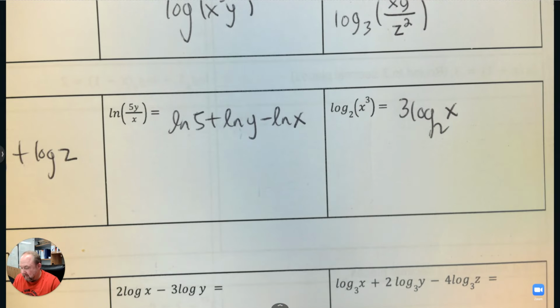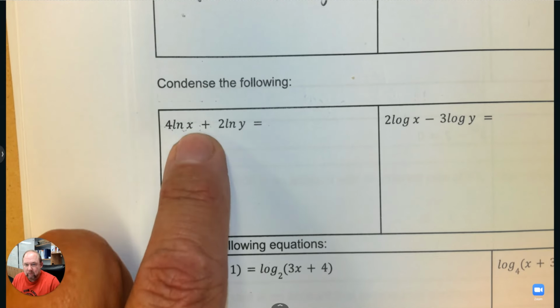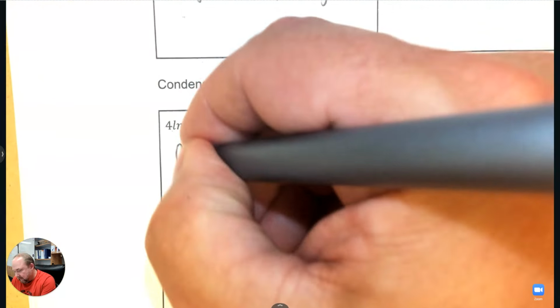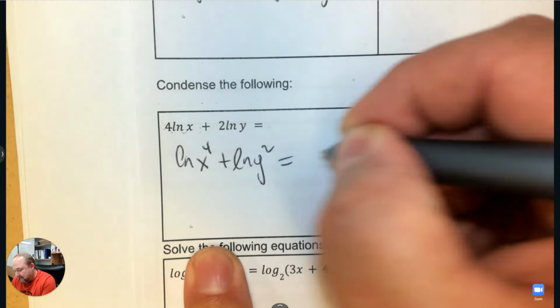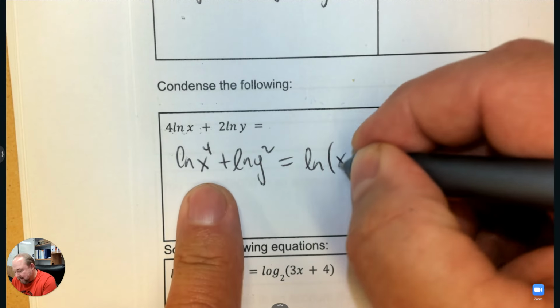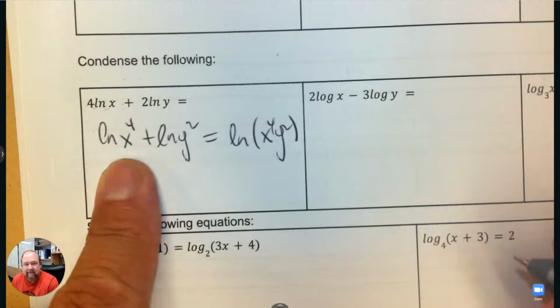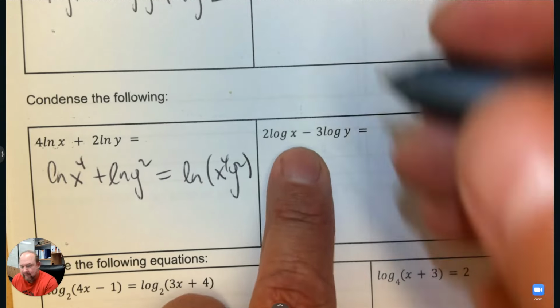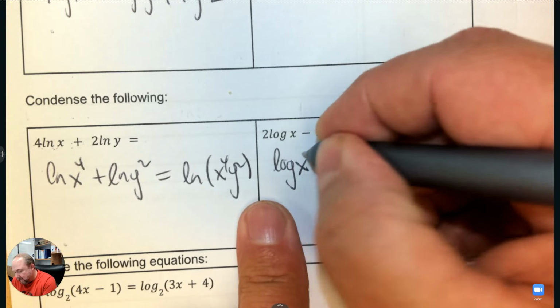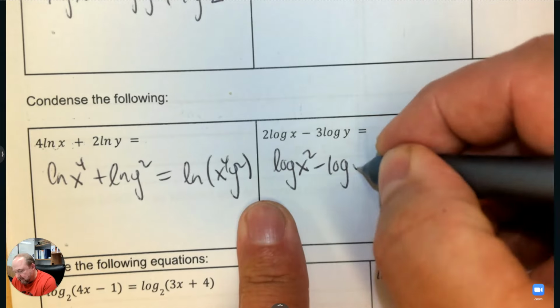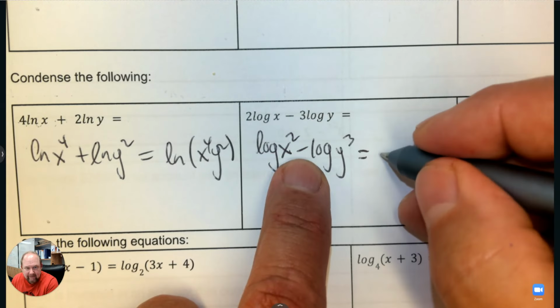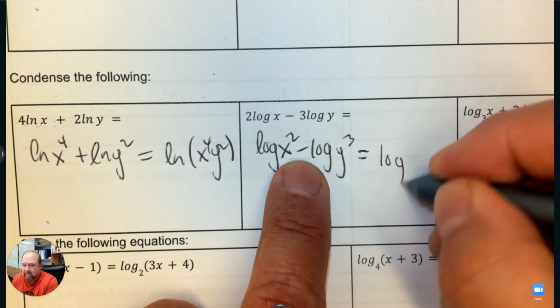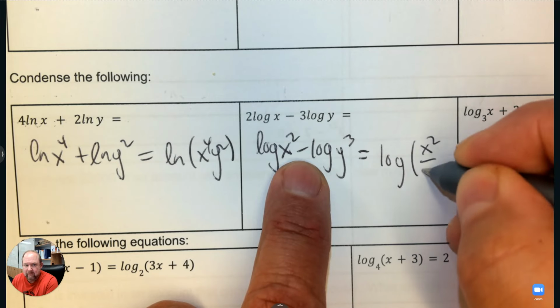How about the other way? Can you, again, condense? So if it's expanded, what would it look like? So the number in front multiplying is the exponent inside. And then when you're adding, it means you're multiplying to put that together. Again, the number in front is the exponent. You know already to press pause. And then when you're subtracting, you divide. So all of these you should try first, then press play to see if you did them correctly.